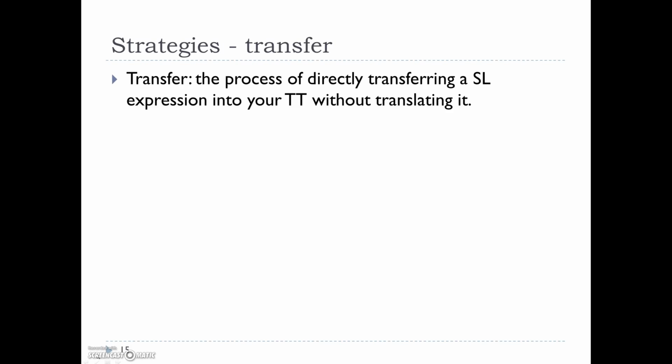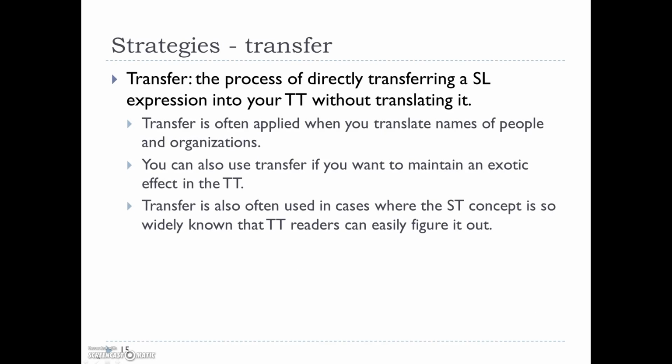We could also use transfer, and this is basically the process of directly transferring a source language expression into your target text without translating it at all. So this is often applied when you translate names of people, for instance, organizations. You could also use it if you would like to maintain an exotic effect in the target text. It's also often used in cases where the source text concept is so widely known that target text readers can easily figure it out. So even if there perhaps is a Danish translation, or you're able to translate the term, if it's quite a widely known concept, then you may decide that you just want to transfer it without translating it.